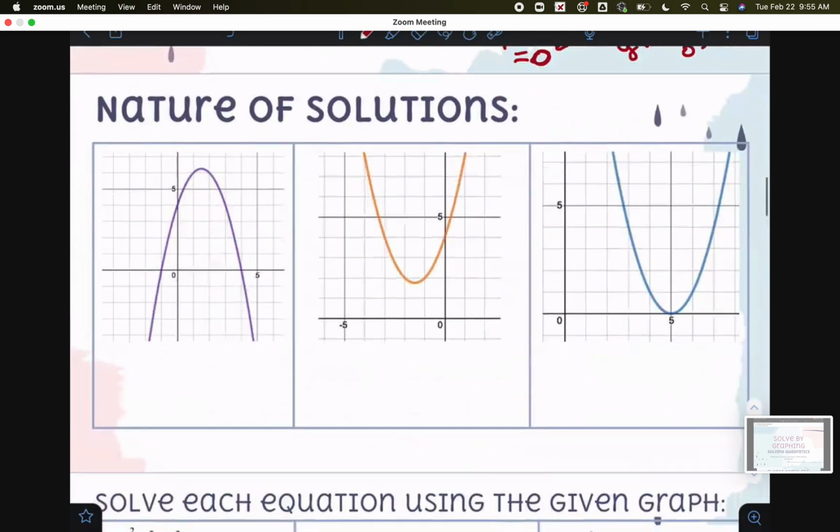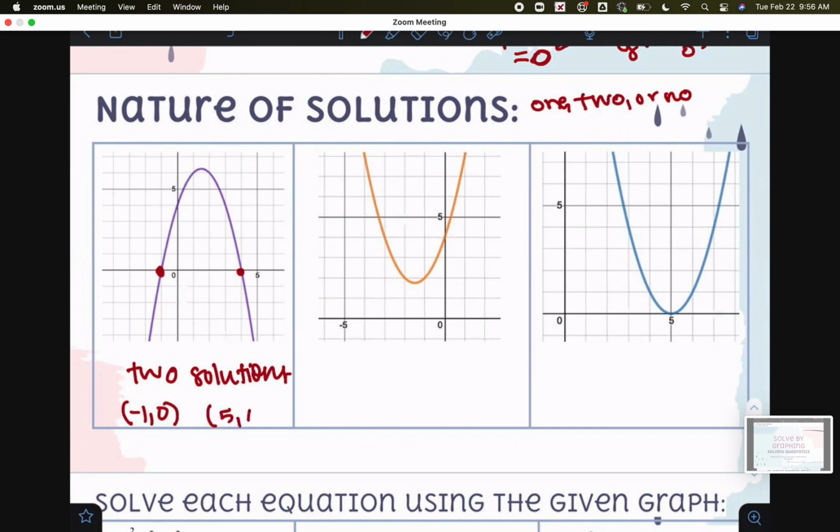So, natures of solutions. I mentioned that it could be 1, 2, or no. And this gives us an example of each. This purple graph on the left, you should notice that it clearly has 2 x-intercepts. So this would be 2 solutions. And I've picked easily identifiable x-intercepts for these graphs. You will not always have that. Sometimes your x-intercepts will be decimals. They could be irrational numbers. But here we can easily identify these as -1 and 5. We always write x-intercepts as ordered pairs.